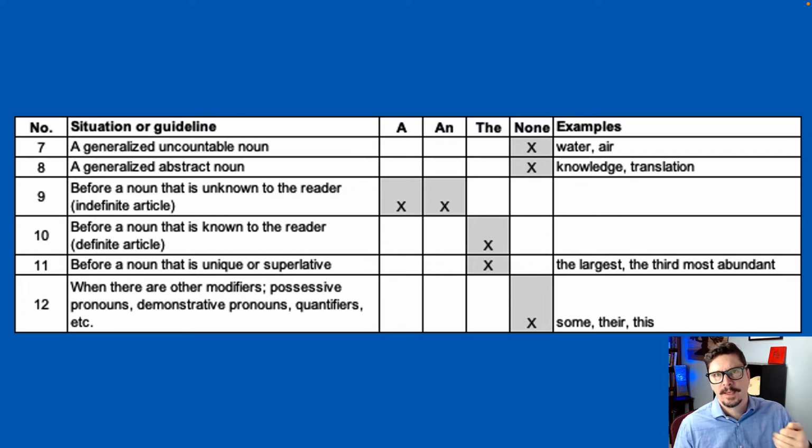Examples of this would be the largest, the third most abundant. And guideline number 12 is when there are other modifiers such as possessive pronouns, demonstrative pronouns, or quantifiers, then you don't use an article. So some examples of those modifiers would be some, their, or this. Let's look at some examples to help solidify these concepts because they are difficult.